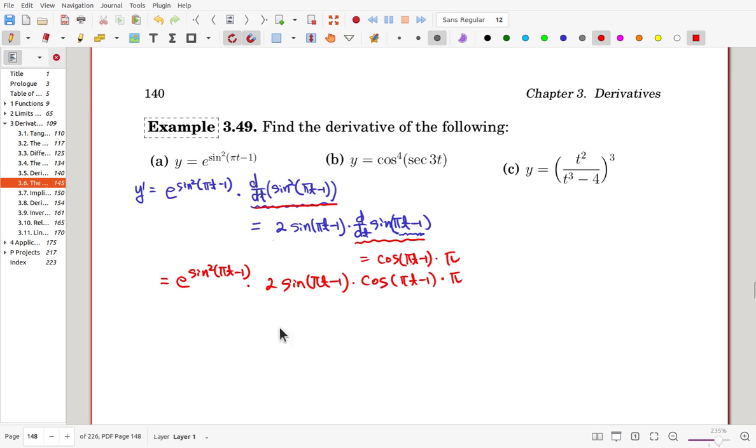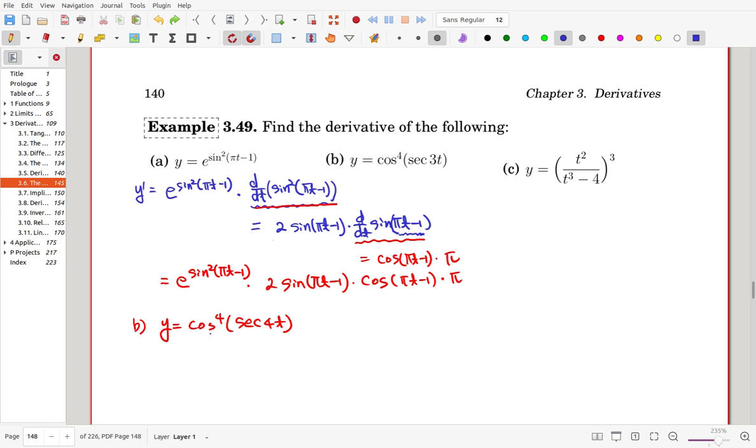Okay, let's try to solve this problem here, part b. y equals cosine to the fourth power of sec 4t. Okay, for this function, first we consider... just a moment. Earlier than that, we consider cosine of sec 4t as a variable.